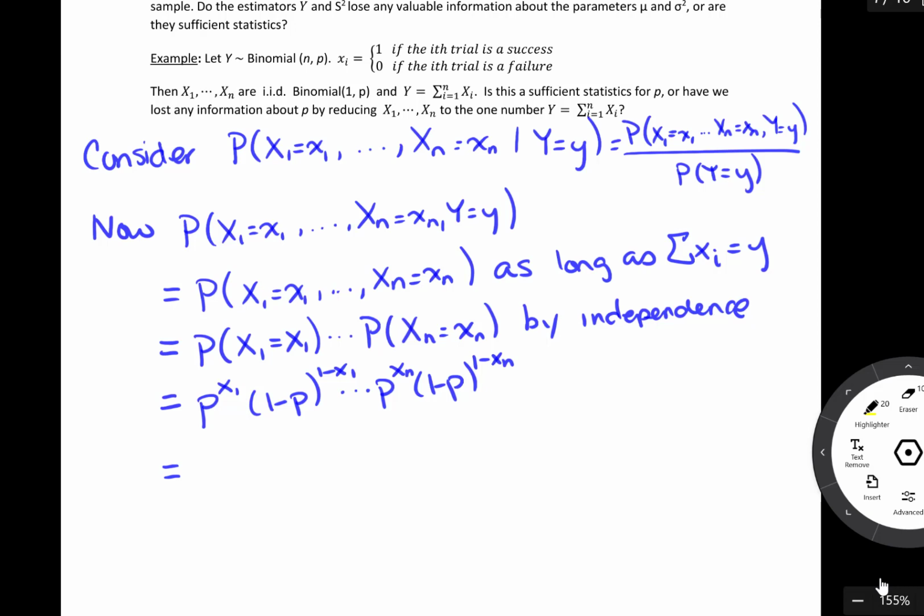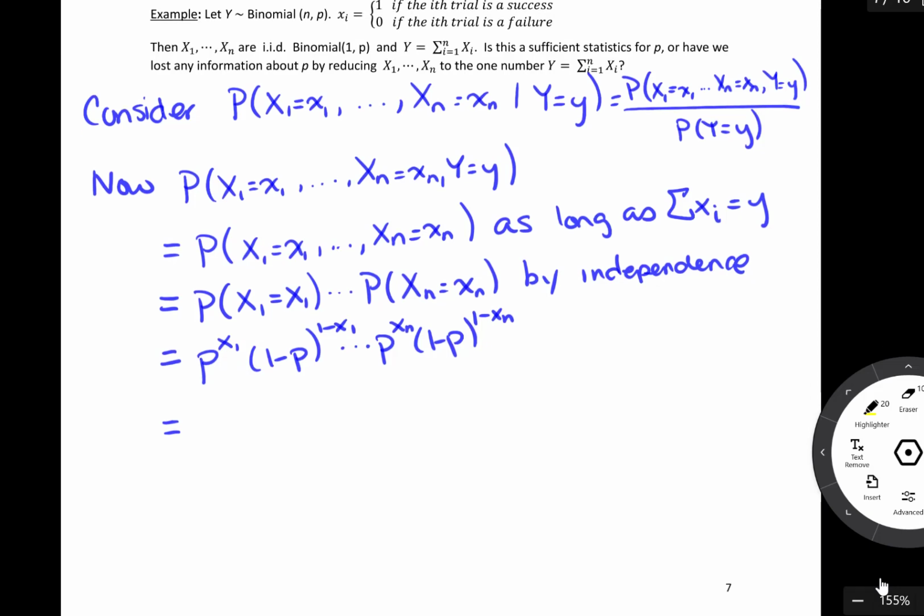And then we can use our properties of exponents here, and notice that this is equal to p to the power of the sum i equals 1 to n of xi, times 1 minus p to the power of the sum i equals 1 to n of 1 minus xi, which is equal to the following.